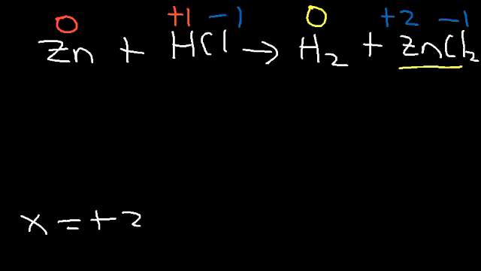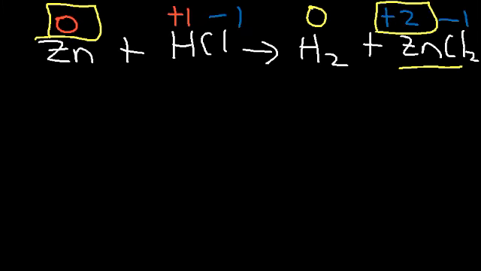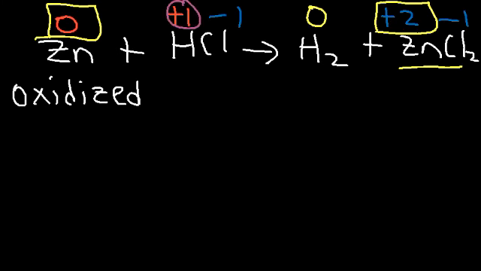So now let's finish this problem. We see that the oxidation number for zinc increased from 0 to +2. So zinc was oxidized. It lost 2 electrons. Now, the oxidation state for hydrogen decreased from +1 to 0, so therefore it was reduced. The hydrogen atoms, or the hydrogen ions, gained electrons, which is associated with reduction.